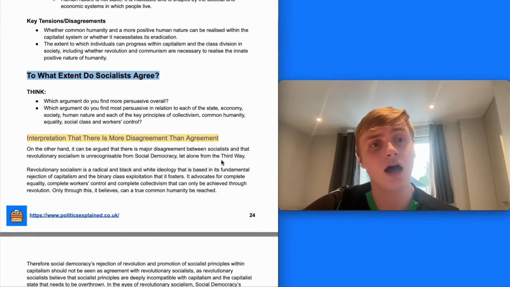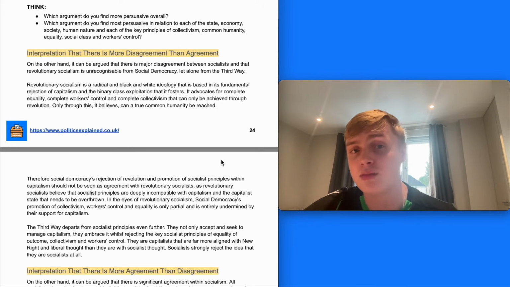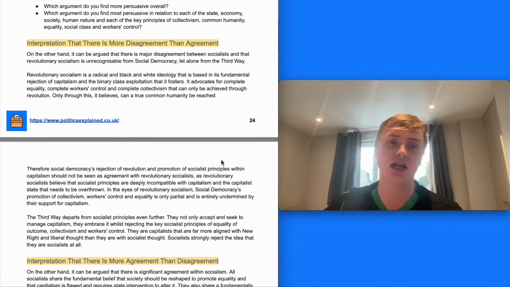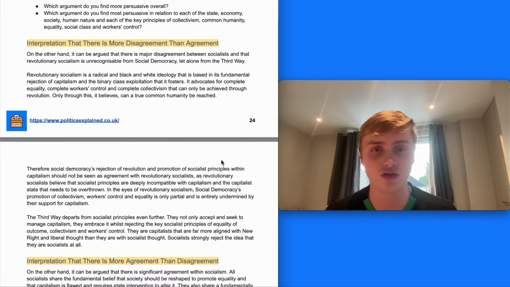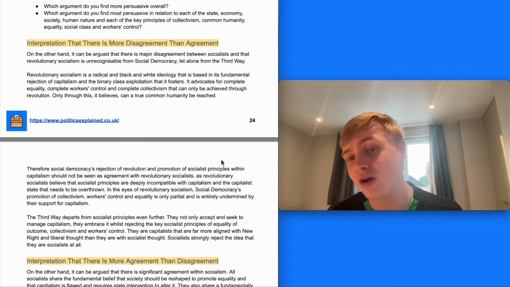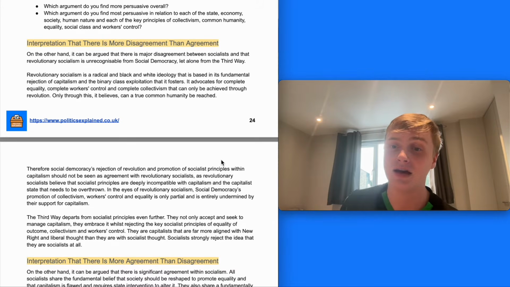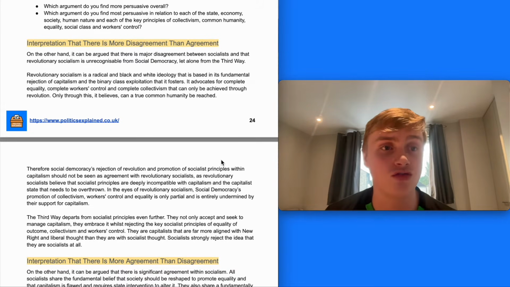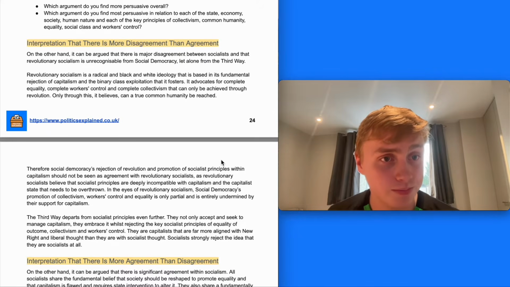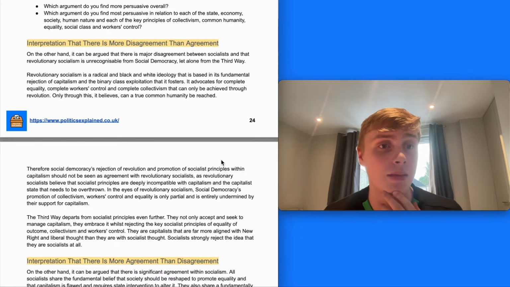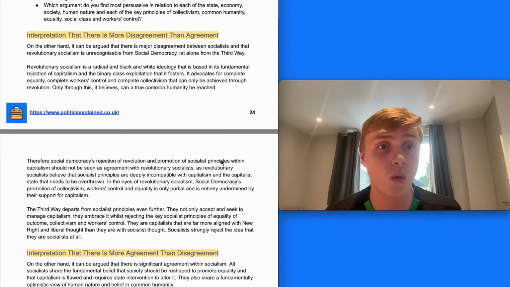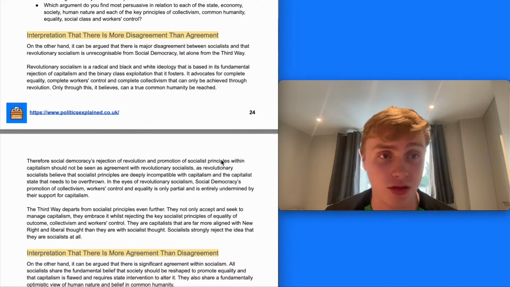And then finally, a quick thing we're going to have a look at is two key overall interpretations for whether there's more disagreement or agreement within socialism, which should hopefully help you when thinking about the kind of arguments you can make to reach that A star in your socialism essays. So, firstly, looking at the argument that there's more disagreement than agreement: on the one hand, it can be argued there's major disagreement between socialists, and that revolutionary socialism is unrecognisable from the later strands of social democracy, let alone from the third way.